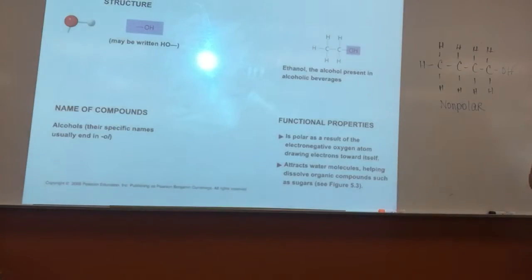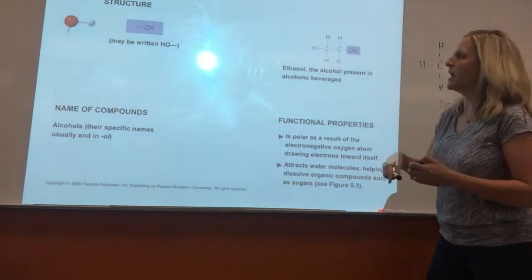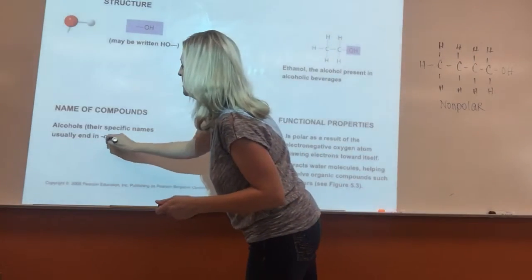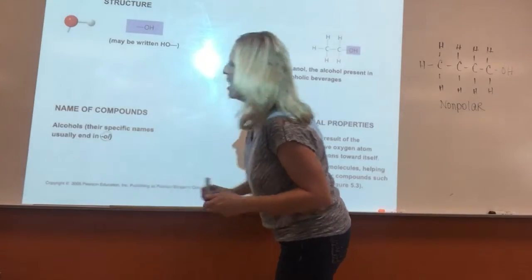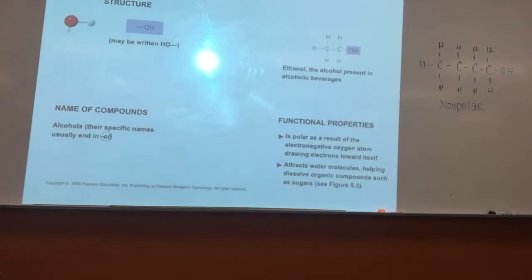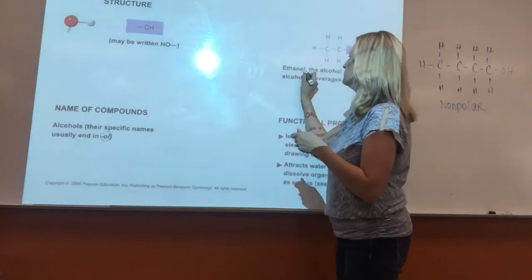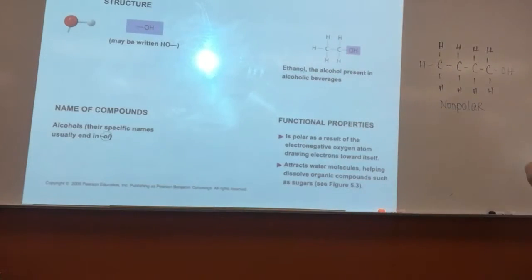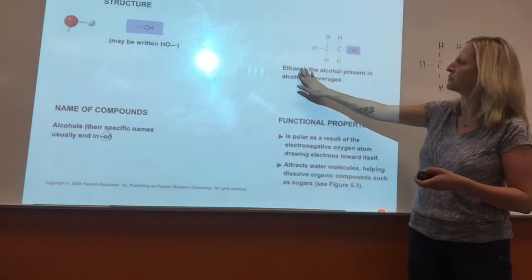So hydroxyl, it's called that because it's made out of hydrogen and oxygen. And so anything that has a hydroxyl group on it is an alcohol. Alcohols, they usually name them with the OL at the end, hence ethanol. Okay. And as I talked about, it makes the molecule more polar. It attracts water molecules and therefore helps it dissolve in water, which is what this talks about here. All right, so that's your hydroxyl group.